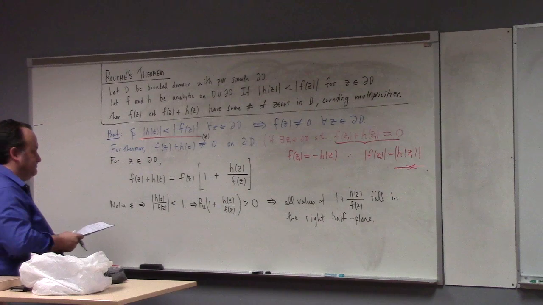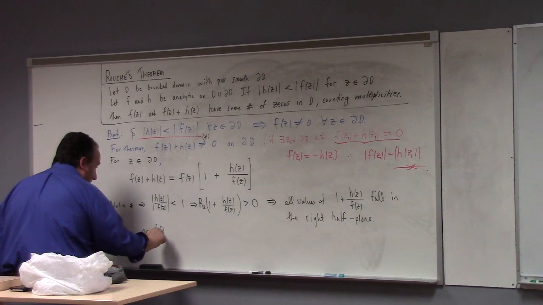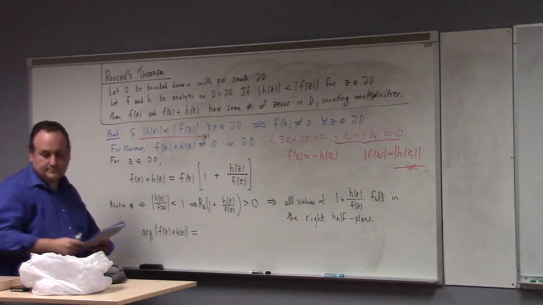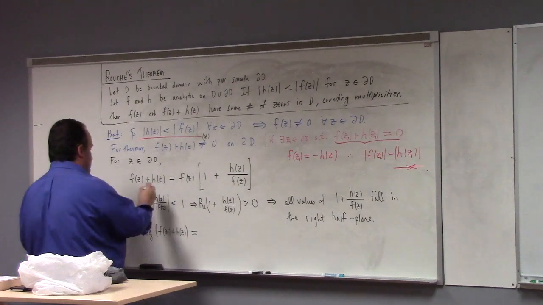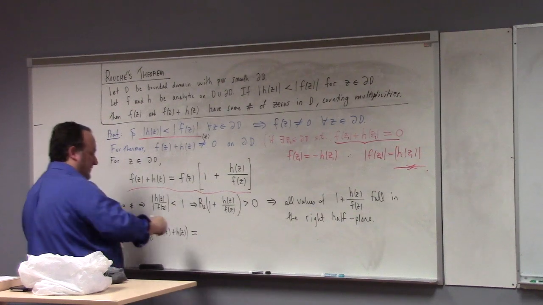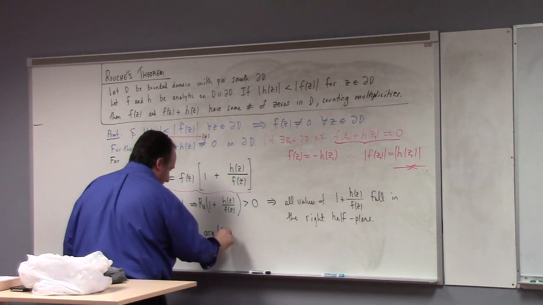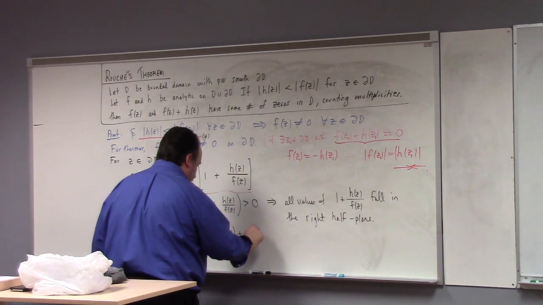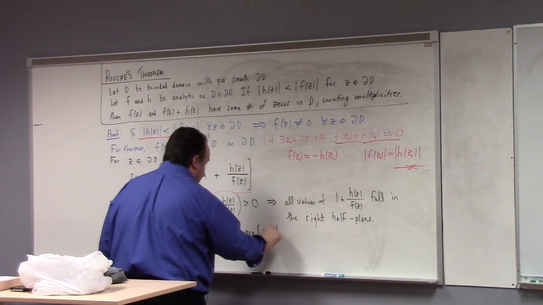What's the argument of f of z plus h of z equal to, though? See, the argument of that is equal to the argument of f of z plus the argument of the thing in the square brackets, which we just argued is relatively boring in terms of argument, right?